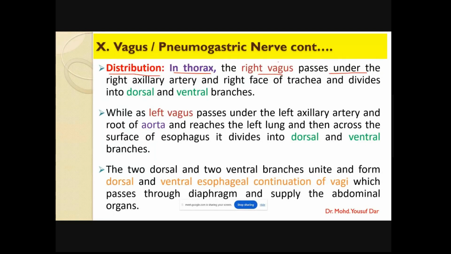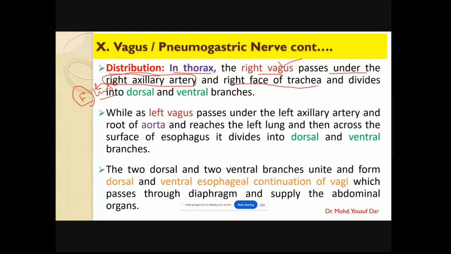So first जो right vagus होती है वो क्या करेगी, that runs under the right axillary artery. So axillary artery, it is the artery which supplies to the जो forelimb को, that means the right forelimb is supplied by the right axillary artery. जो left axillary artery वो left forelimb को supply करती है. So this right vagus runs under the right axillary artery.